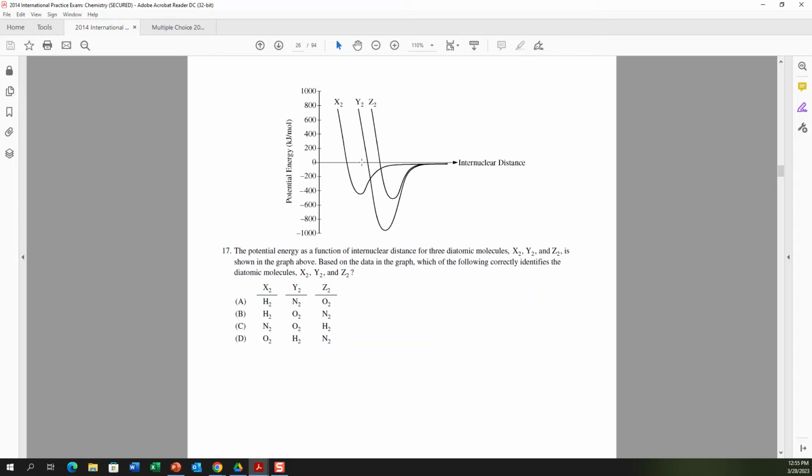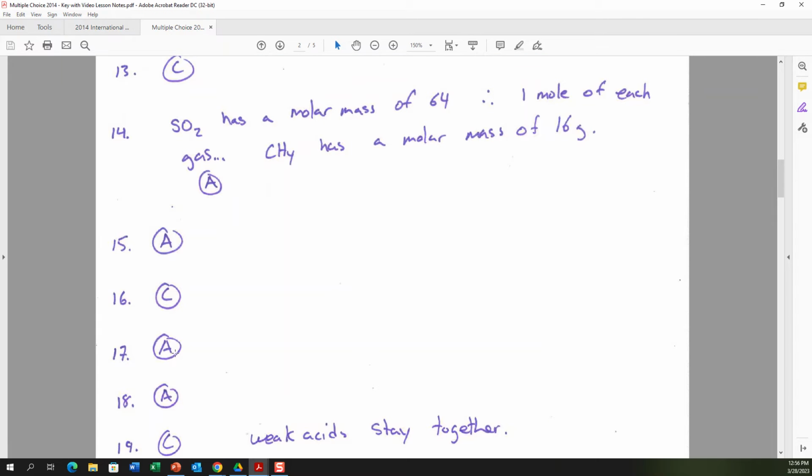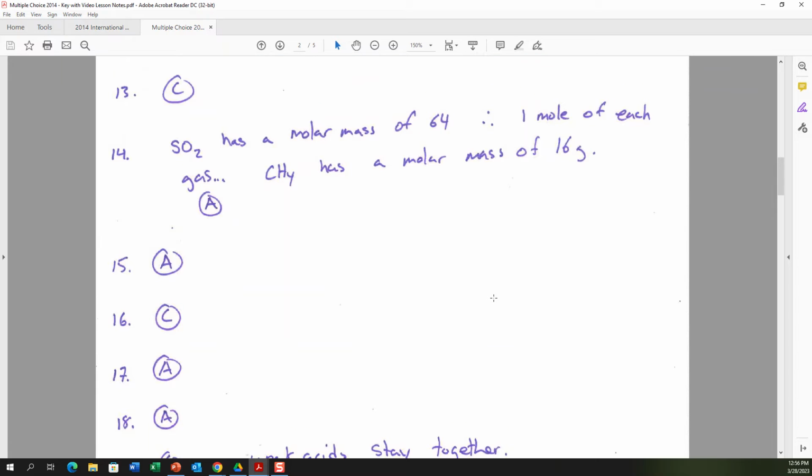So if it's hydrogen, nitrogen, and oxygen, we should know that nitrogen has the strongest bond because it's a triple bond. Oxygen's pretty strong because it's a double bond. Hydrogen's going to be pretty strong because it's the shortest bond. So I should know that X2 is hydrogen, Y2 is nitrogen, and Z2 would have to be oxygen. So the answer is A for 17. Okay, there we go. We got it.